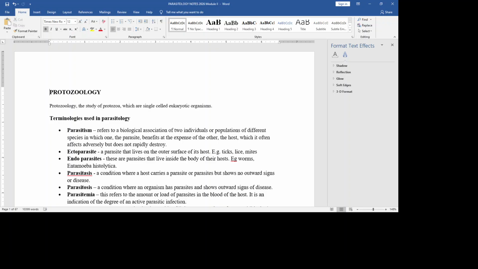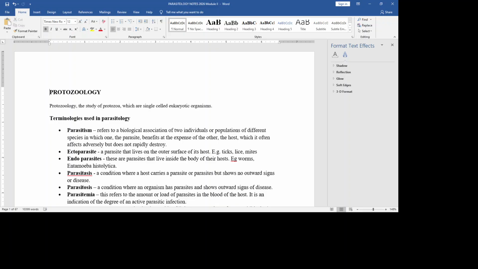Parasitology refers to the study of parasites, and parasites are mainly organisms which live in or on another organism, and they derive benefits such as protection, shelter, and food, but they adversely affect the animals which host them, but they don't destroy rapidly.